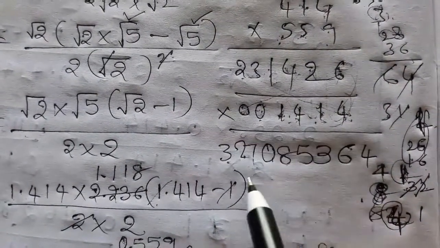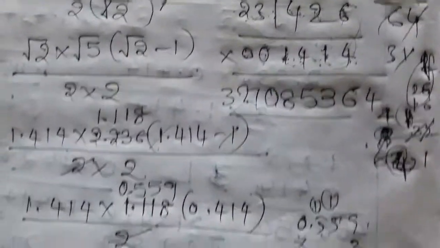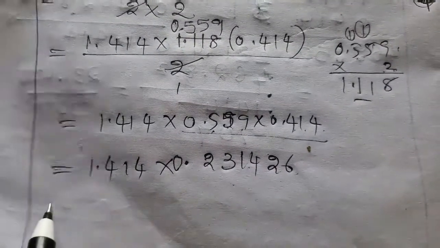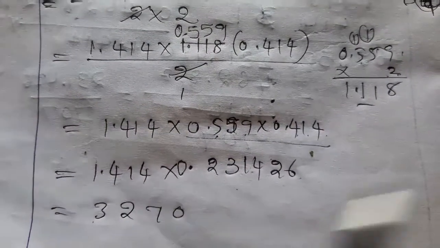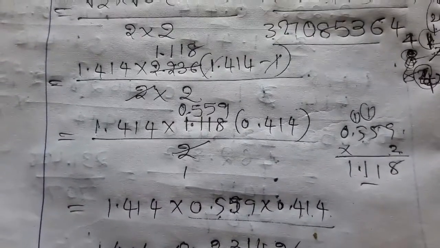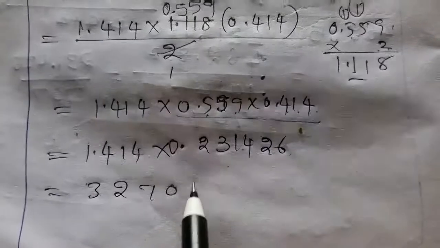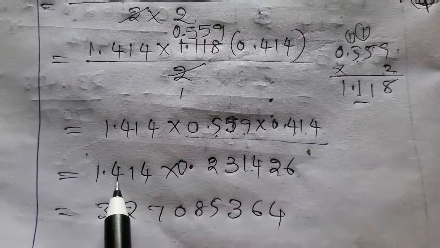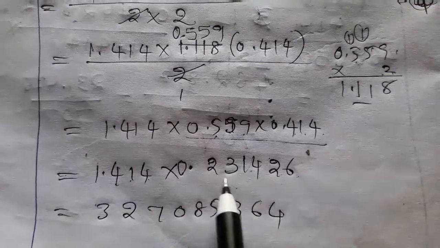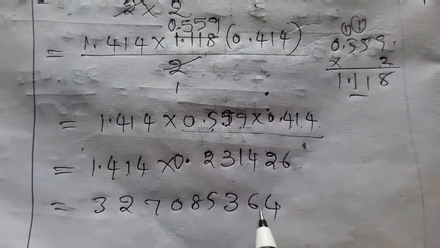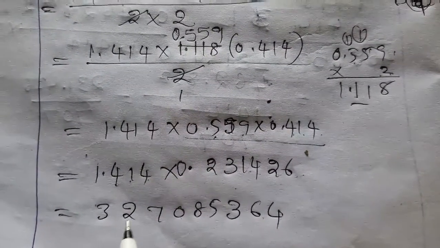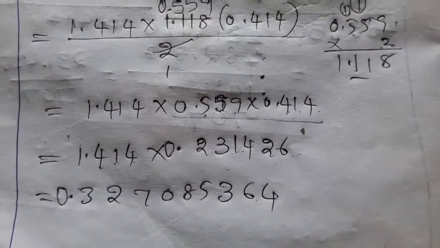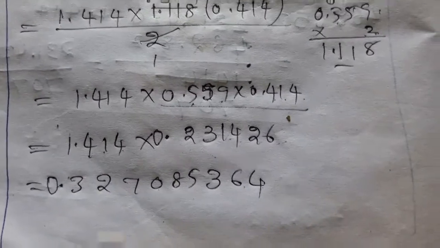So this is the final one. What we got is 3270, next 85364. Count after the decimal point. How many digits are there? 1 2 3 4 5 6 7 8 9. So 0.327085364 is the answer of the given question.